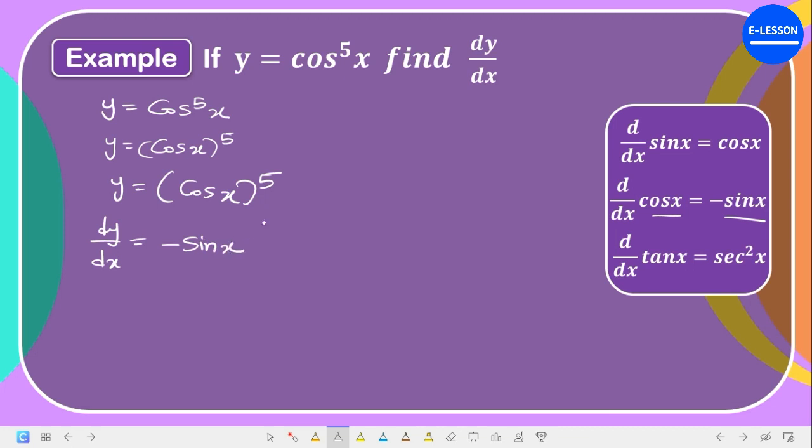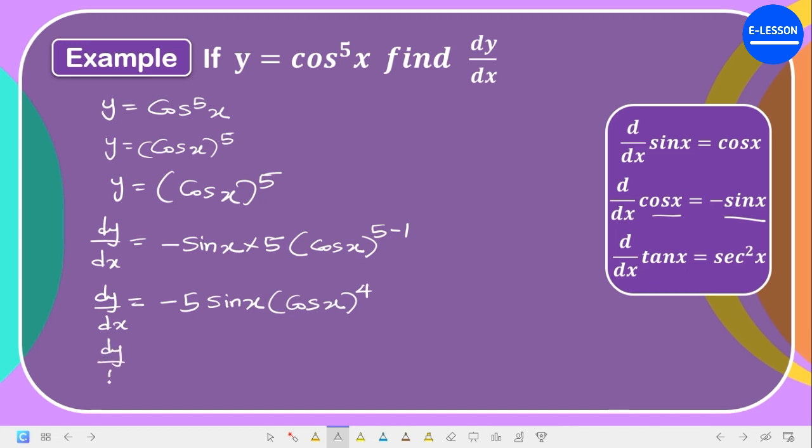So you have minus sine x, then multiplied by the power you have here. The power you have here is what? 5. Then write what is in the bracket again, which is what? Cos x. Then the last step is subtract 1 from the power, which is 5 minus 1. So our dy/dx will be equal to 5 times this, it will give us minus 5 sine x cos x raised to the power of 4, because 5 minus 1 is 4.